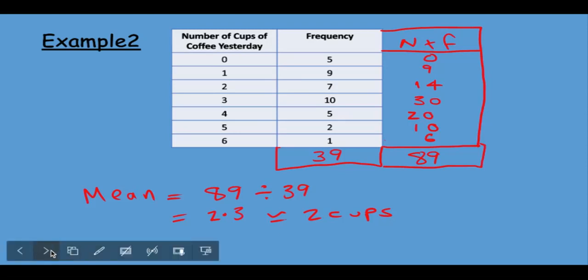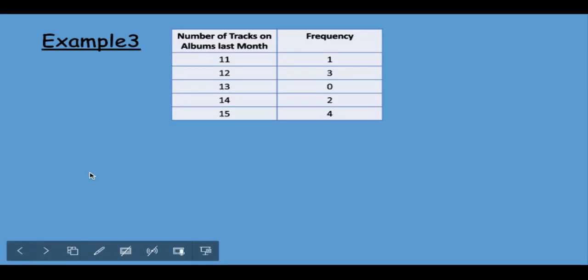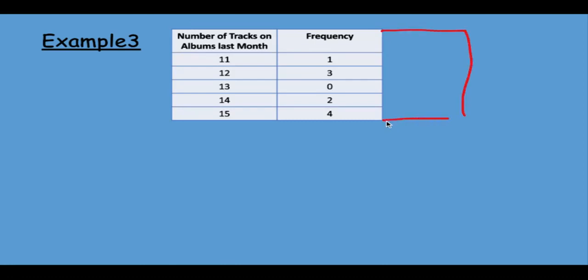Let's have a look at another example. So these are albums that got released last month and how many tracks on each album. Just the same thing again. Adding our bits on. That's really untidy, that one, isn't it? So first job, we're going to add all these up. So I can see we've got 1 plus 3 plus 2 plus 4, so we've got 10 here.